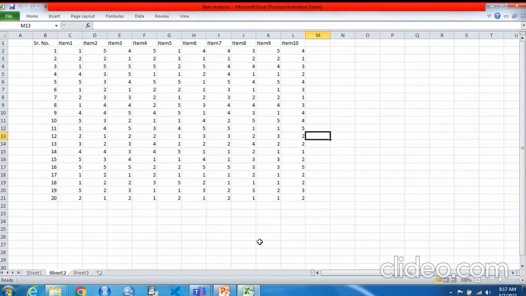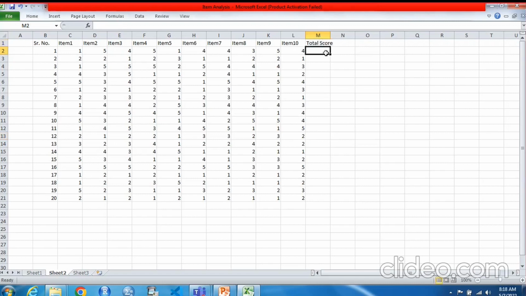the Excel sheet, as you can see, now we have this in place. There are a total of 10 questions and 20 respondents, so 10 into 2. Item 1 is question 1, item 10 is question 10. Serial number 1 is respondent 1, serial number 2 is respondent 2. Out of these 10 items, we will determine which are the easy questions and which are the difficult questions. So first you go and calculate the total score.